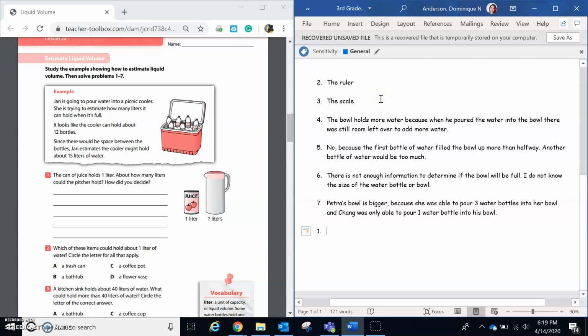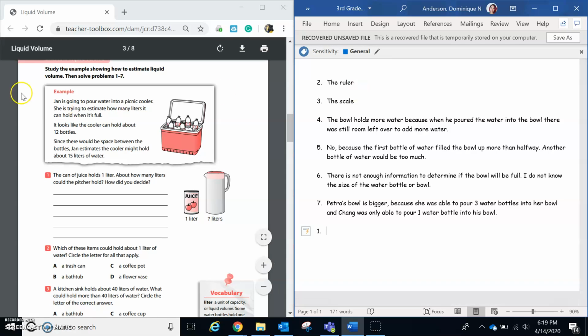All right, now we're going to get into some estimating. Remember, estimating is making educated guesses. We want to get as close as possible. So if we look, it says, Jan is going to pour water into a picnic cooler. She's trying to estimate how many liters it can hold when it's full. It looks like the cooler can hold about 12 bottles. Since there would be space between the bottles, Jan estimates the cooler might hold about 15 liters of water.